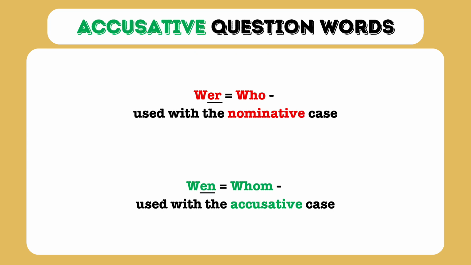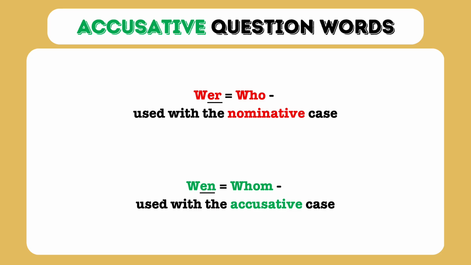In the accusative case, instead of using "wer," we use "wen." Wen is basically "whom," but for the accusative case. The problem I usually encounter whenever I'm teaching this to my high school students is that no one knows what "whom" is used for anymore. So let me break it down like this.